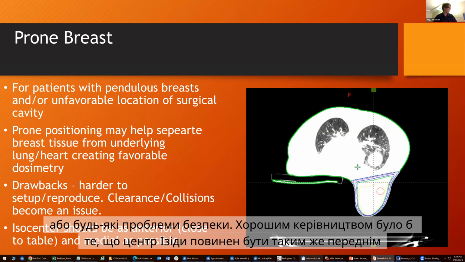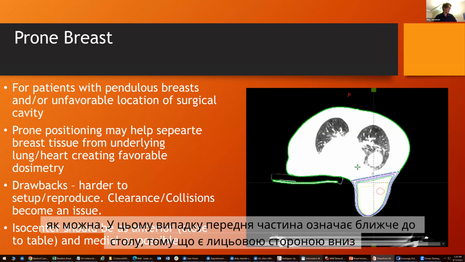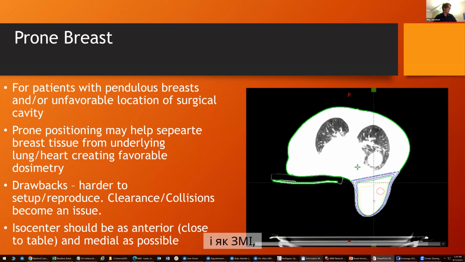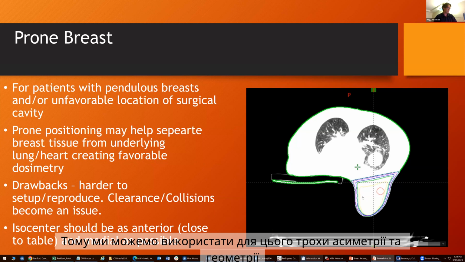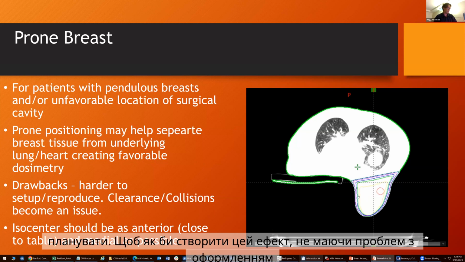Good guidance would be that the isocenter should be as anterior as possible. In this case, anterior means closer to the table because they're face down, and as medial as possible. You want to put the isocenter as close to the middle of the table as possible. So we might use some asymmetric geometry for this plan in order to create this effect without having problems with clearance.